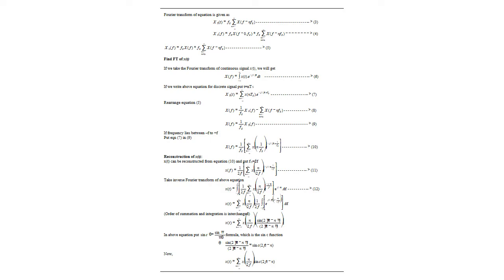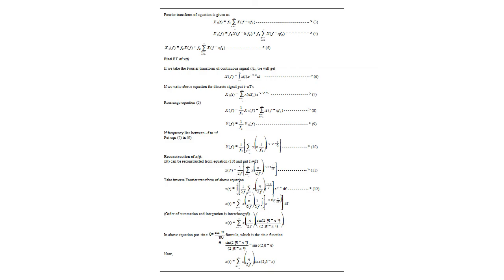So that will become X(f) is equal to 1 by fs X delta(f) minus the summation n equal to minus infinity to infinity of X(f minus nfs). So it will be written as X(f) is equal to 1 by fs X delta(f). If the frequency lies between minus f to f, we have to put equation 7 in equation 9. So X(f) is equal to 1 by fs, that is the summation n equal to minus infinity to infinity of x(n) into 1 by fs, e to the power of minus j 2 pi f n 1 by fs.